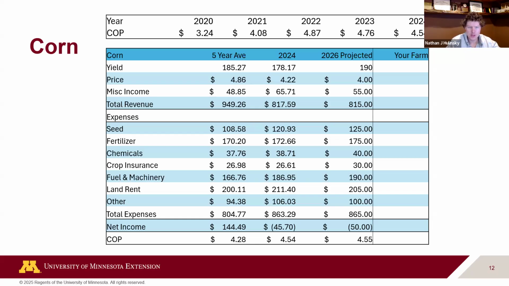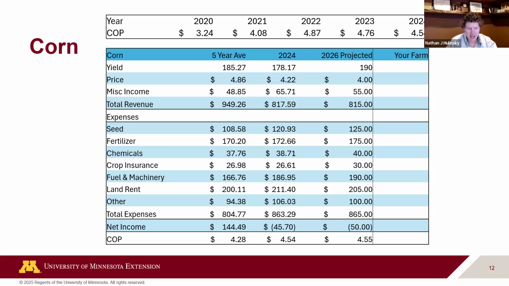We can see that over the last 5 years, the average price has been 486. Last year, about 65 cents below that at 422. My projection into next year is $4 corn. You can see the total revenue. You can see the breakdown on all of the expenses. Most of the expenses from the farmer's point of view are not decreasing moving forward.